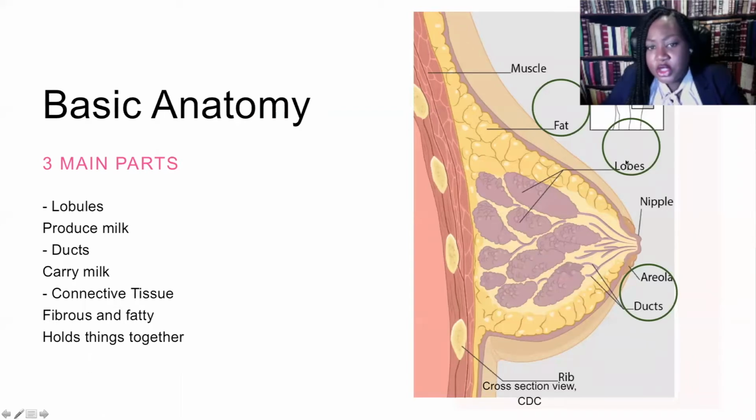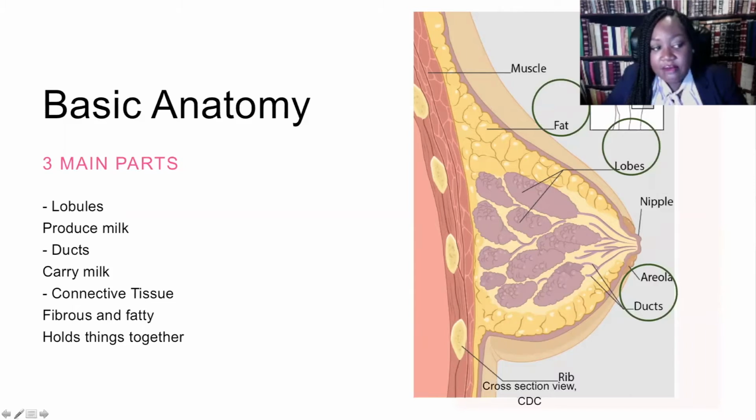Okay. So we talked about the lobes here. So these are lobules. And then we have these ducts over here. These ducts actually carry the milk from the lobules towards the nipple, right? So when a woman is lactating and breastfeeding, they're able to produce milk and feed a child.